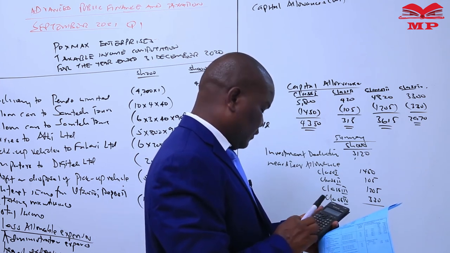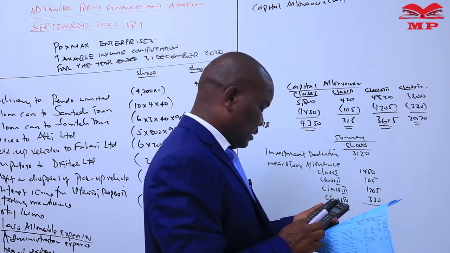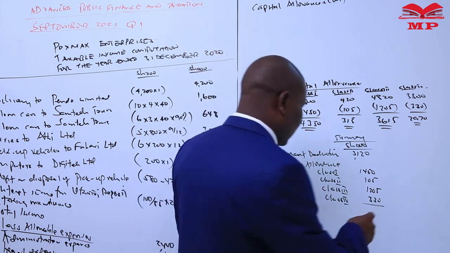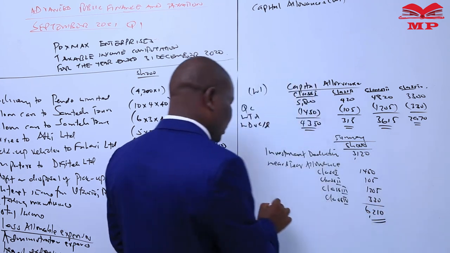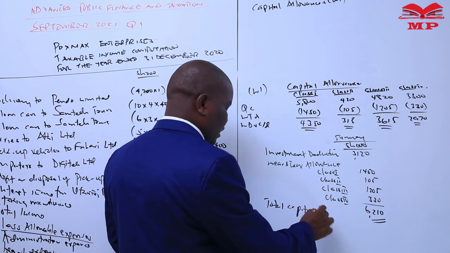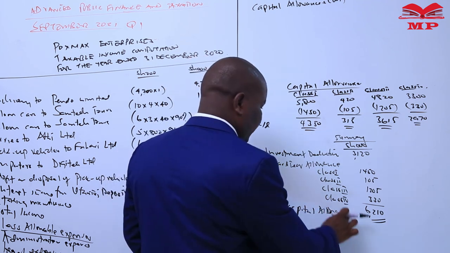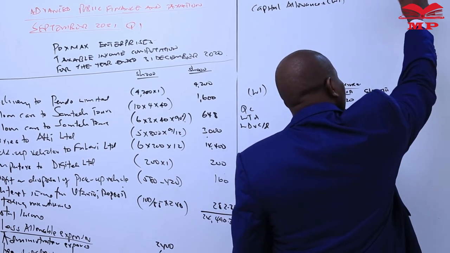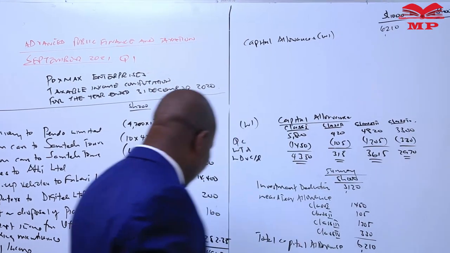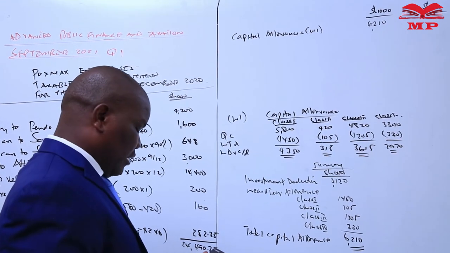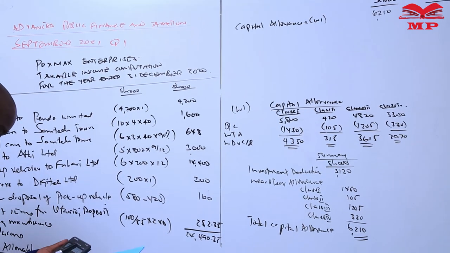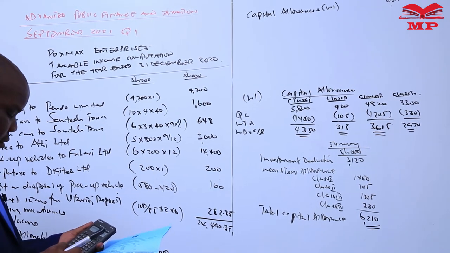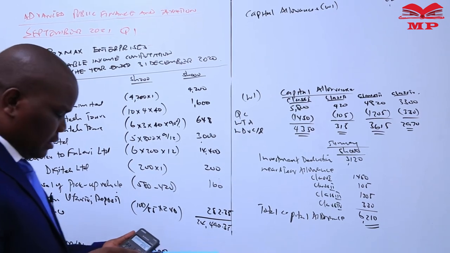Get the sum of all those. 3,120 plus 1,450 plus 105 plus 1,205 plus 330 should be 6,210. So that becomes our total capital allowance. That is the figure we've been looking for. So that becomes our allowable expense instead of the capital expenditure. So that is what we write here, 6,210. So up to there, we can now get our total allowable expenses. Right from here, we have 2,400 plus 140 plus 220 plus 6,210, a total of 8,970.